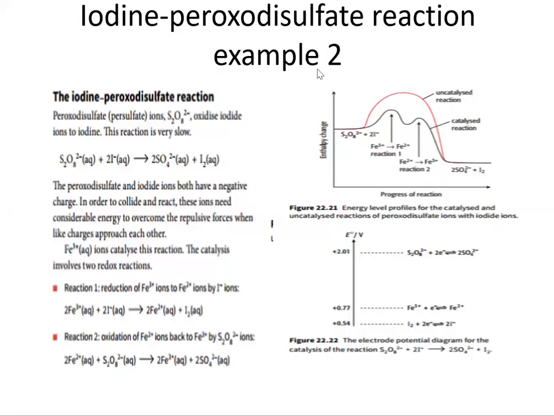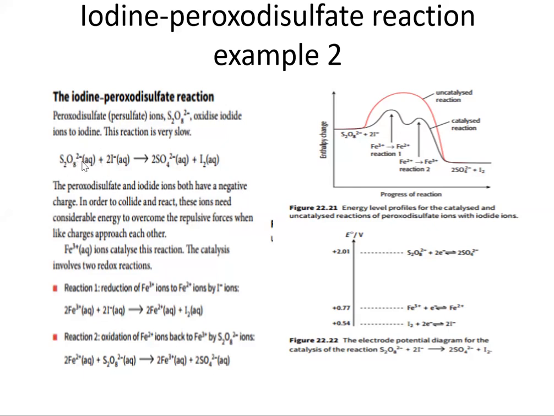The second example of homogeneous catalysis we have here is the iodide peroxodisulfate reaction. So what happens here? The peroxodisulfate, which is also known as persulfate ions, oxidizes iodide ions to iodine. Now, this reaction is considered to be very slow. The reason is that both the ions, your persulfate ions and your iodide ions, are negatively charged.